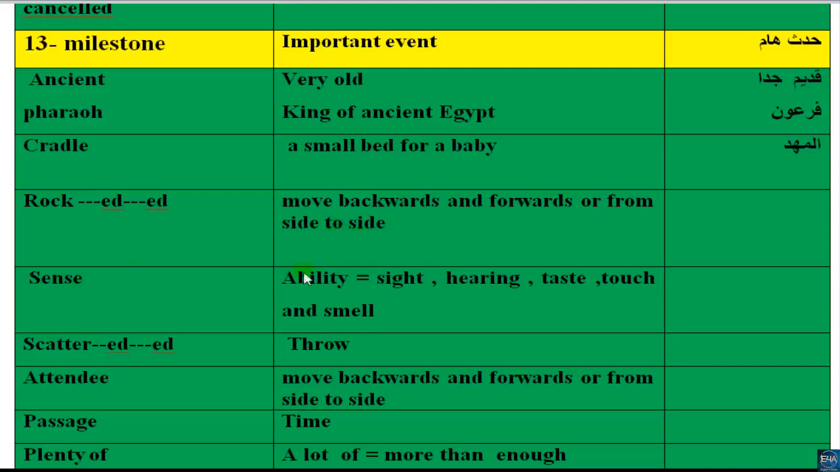Sense: ability. When we say we have five senses, this means sight, hearing, taste, touch, and smell. Scatter, scattered: scatter through.